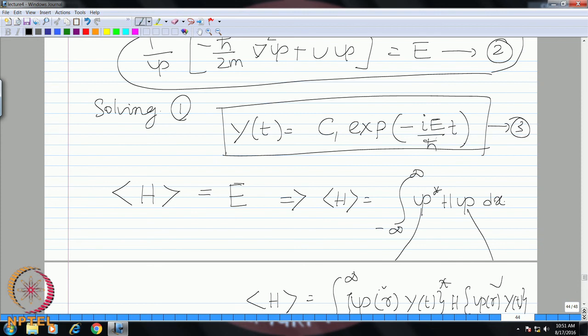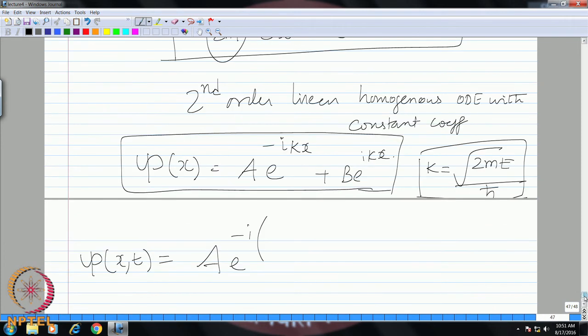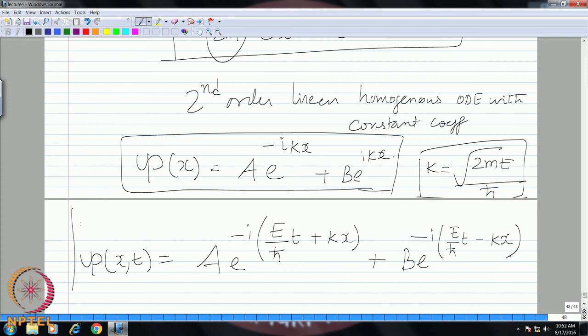Minus i E by h bar t. So we will take minus i out. So, e to the power of minus i (E by h bar t plus kx). Similarly, we have B e to the power of minus i (E by h bar t minus kx). So, this is your final solution.